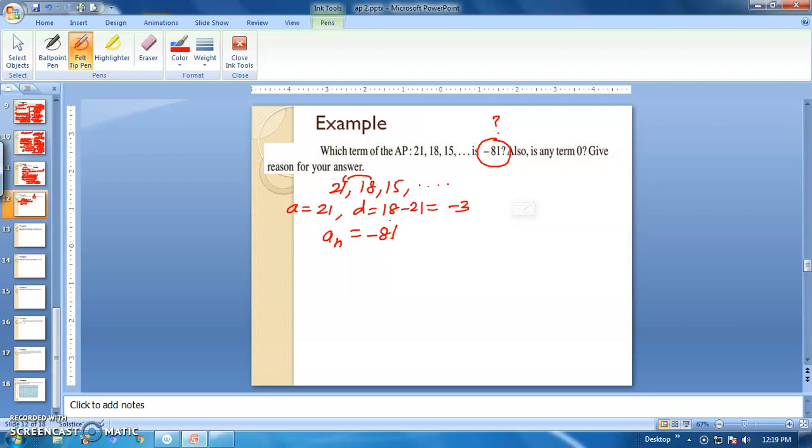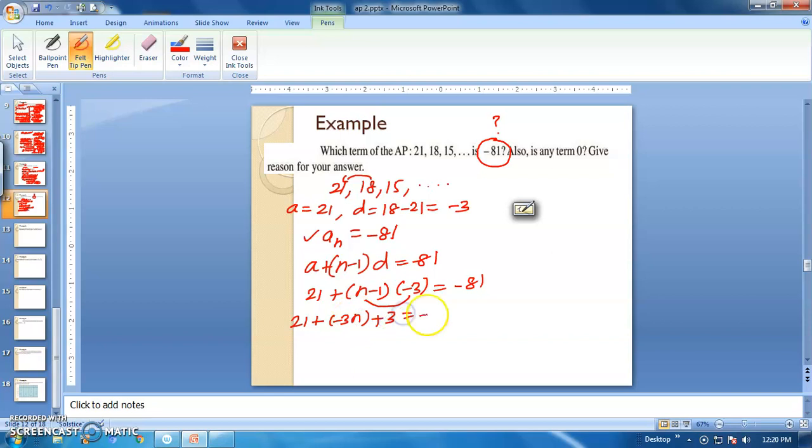If you want to check which term of the AP a particular number is, we take it as an only. So the an formula: a plus n minus 1 into d equal to minus 81. Now a is 21, plus n minus 1, we don't know n because we are going to find the n value here, and the common difference d is minus 3. Simplify: multiply minus 3 inside, so 21 minus 3n plus 3 equal to minus 81.